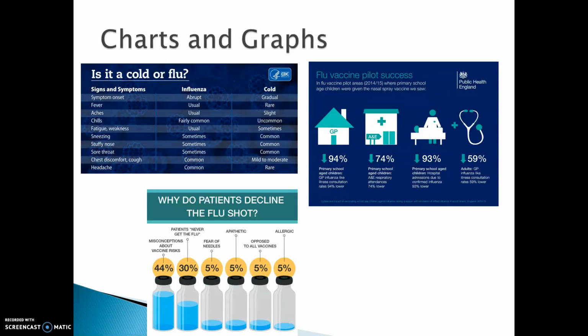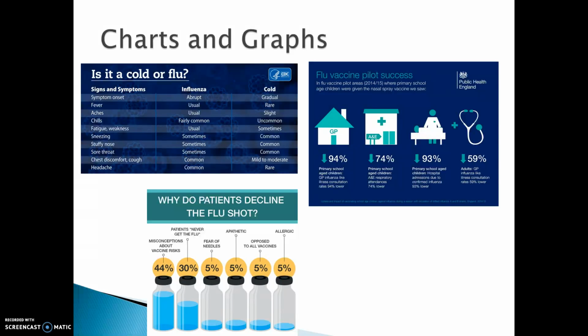So when we look through these 3 examples that we have in front of us, we can highlight the visual on the bottom there. Why do patients decline the flu shot? So we could easily have this in a text form, but it's not as visually enjoyable. So this is a very neat example of them using a vial that the flu shot would be given to you in. And then they're visually showing by a percent how full that vial is and why it happened.